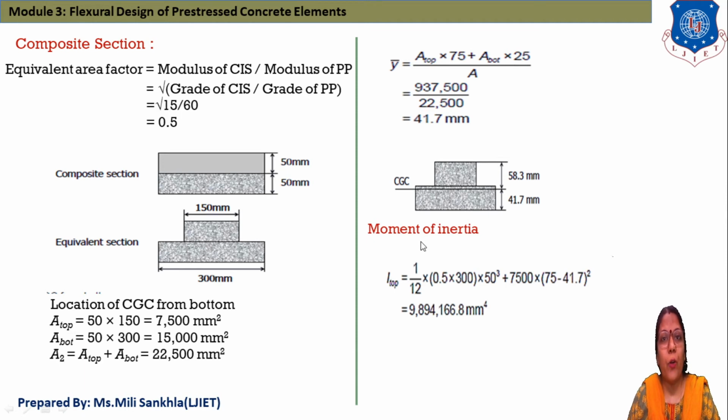Now we find the moment of inertia for this equivalent section. Again, bd cubed by 12 is the Ig, plus A h squared. And finally we get this answer. This one is for the top section: 9.89 into 10 raised to 6. We can also write 9.89 into 10 raised to 6 mm raised to 4, or write it in full form this way. This is the moment of inertia of the top section.